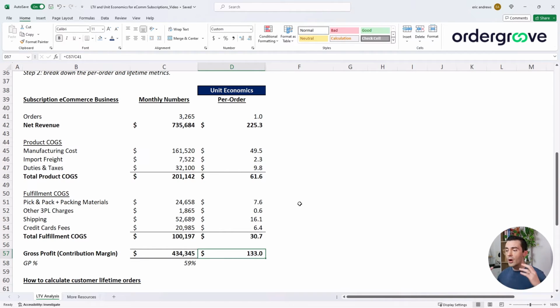So now that we have our per order unit economics broken down, we can start to look at the customer lifetime value view. But before we do that, I want to say one quick thing.